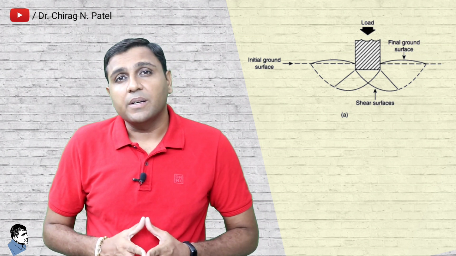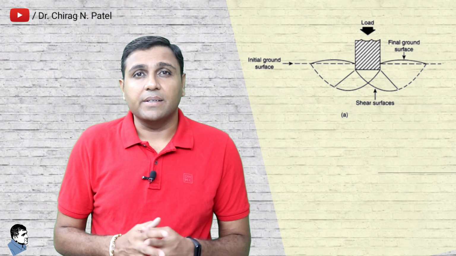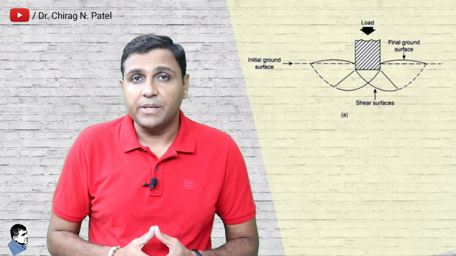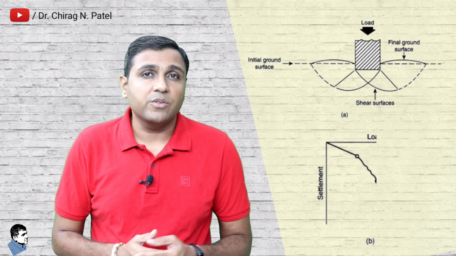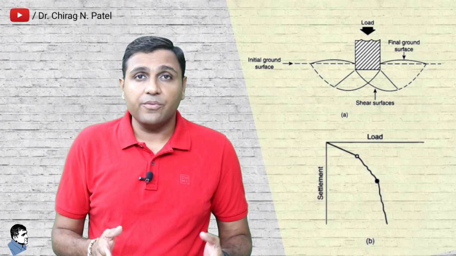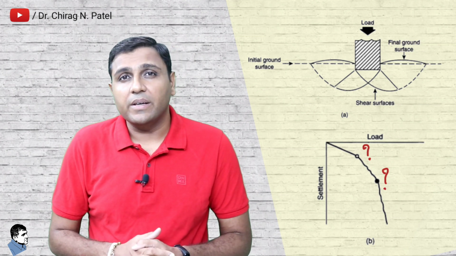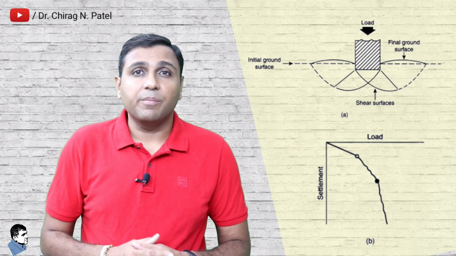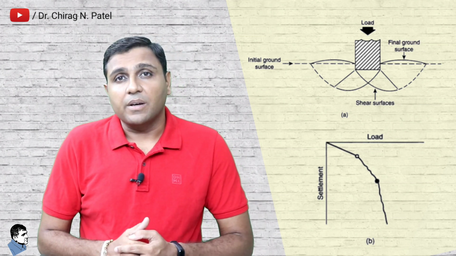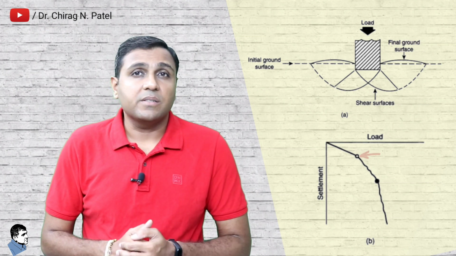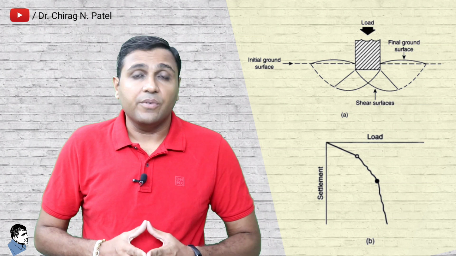It takes place in moderately compressible soils or loose sand, like soil of high compressibility. In this failure, yielding takes place close to the lower edge of the footing, and we cannot define the ultimate failure load exactly. Also, several yield developments may occur, accompanied by settlement in a series of jerks.